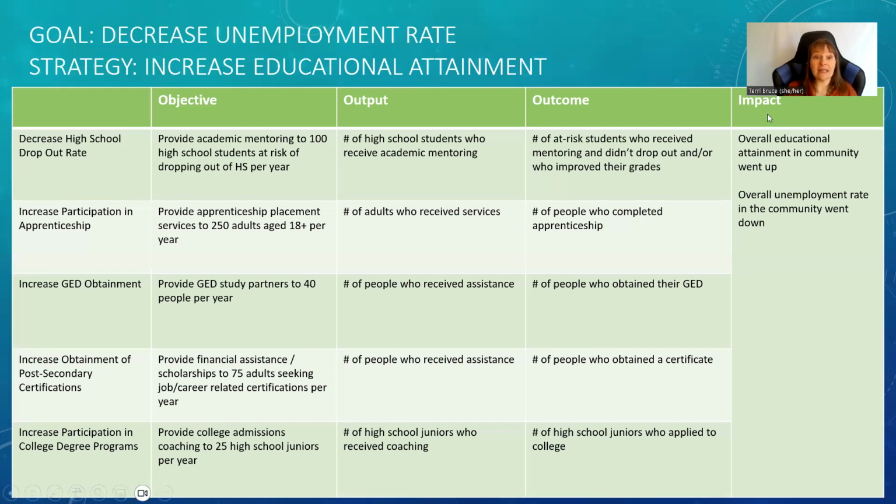And then the impact is, again, what is our organization's vision, which is a decreased unemployment rate. So guess what our impact is? Overall educational attainment in the community went up and the unemployment rate went down. That's impact, it's the cumulative.